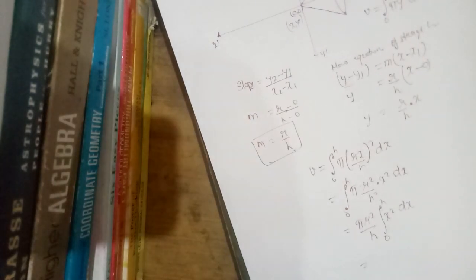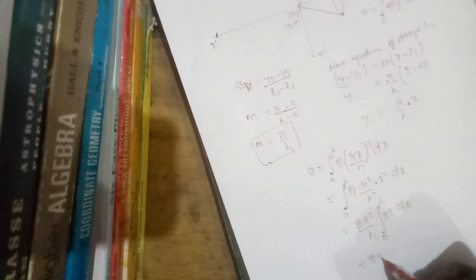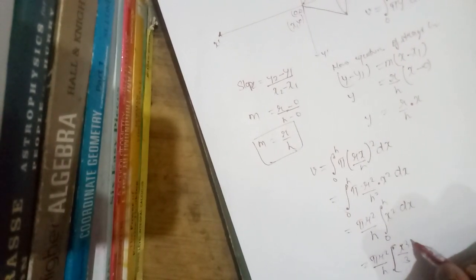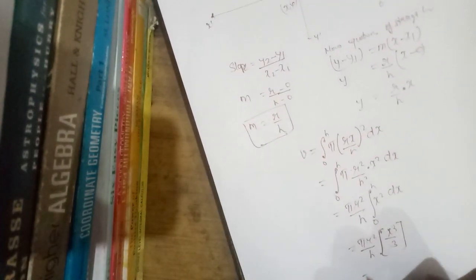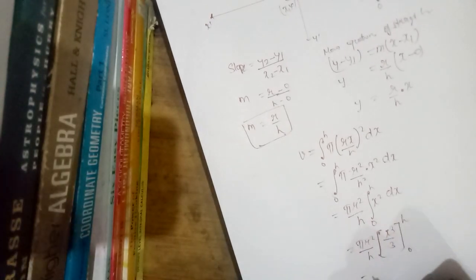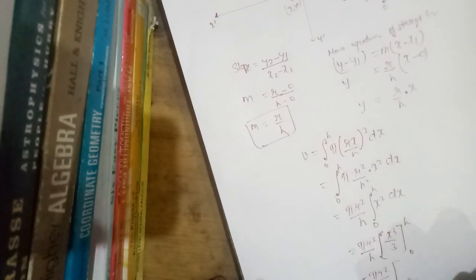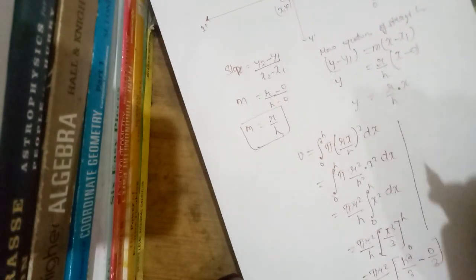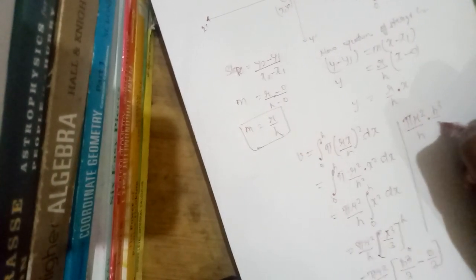We know that the integration of x square is equal to x cube by 3, and we are going to put in the limits 0 to h. So here we go, putting h in place of x, we get h cube by 3 minus, putting 0 in it, 0. So it will be pi r square by h square times h cube by 3.